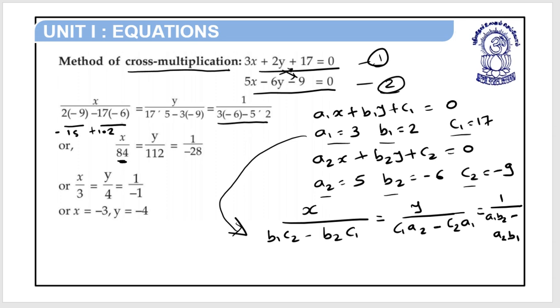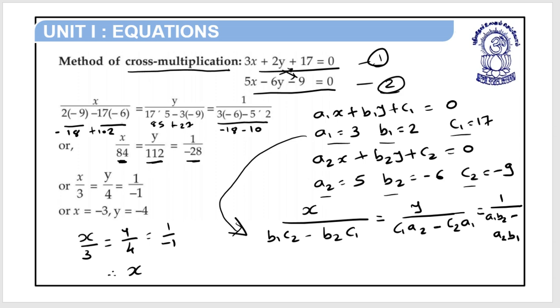102 minus 18. 17 5s are 85, plus 27, 85 plus 27 is 112. 3 6s are 18, minus 18. Minus 5 2s are minus 10, minus 28. So x, 28 threes are 84. 28 fours are 112. So write x by 3, y by 4, 1 upon minus 1.